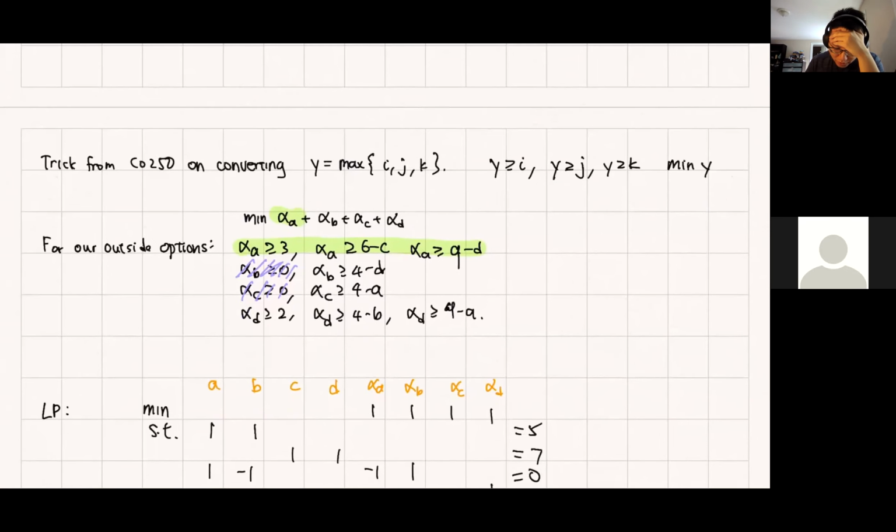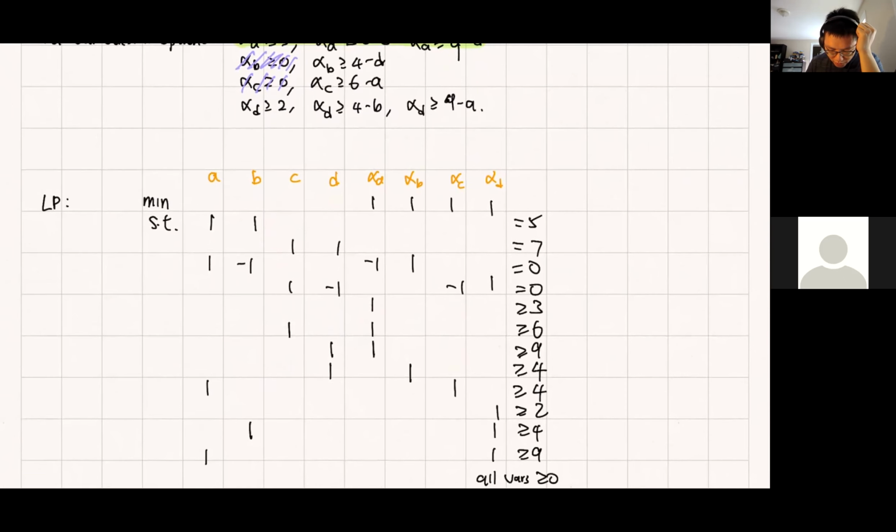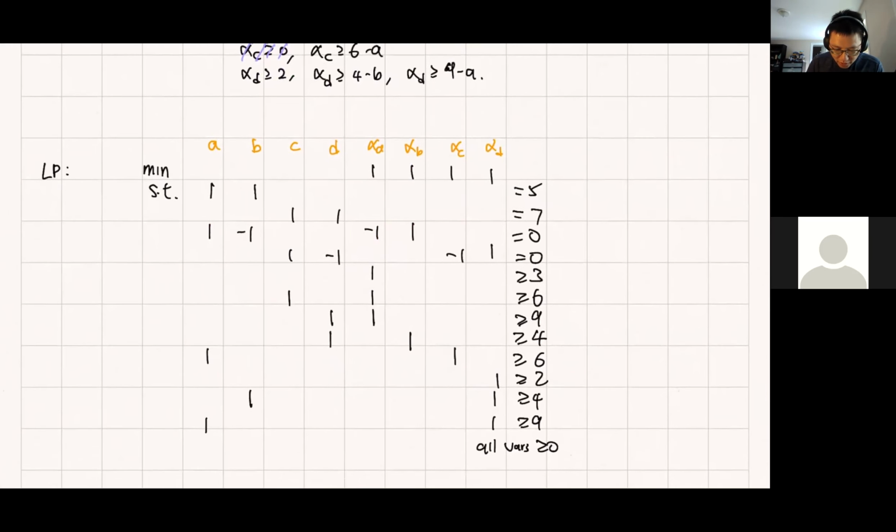All right, so let me change that. 6 minus A, and alpha C is greater than or equal to 6 minus A. So that's also 6. Excellent. All right, thank you. Hopefully that's all the errors I have.